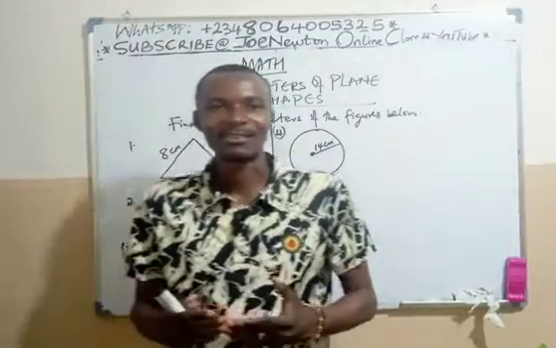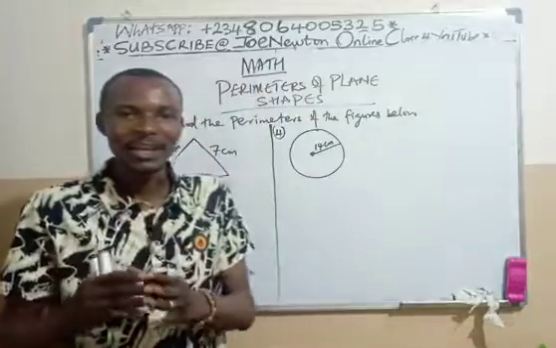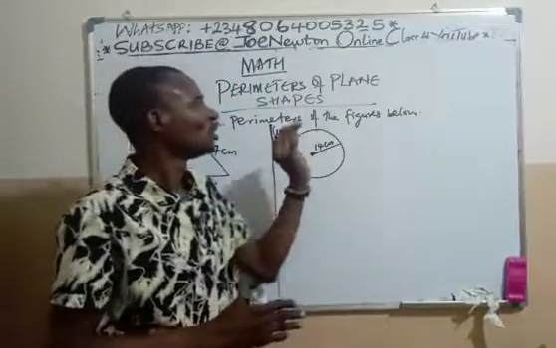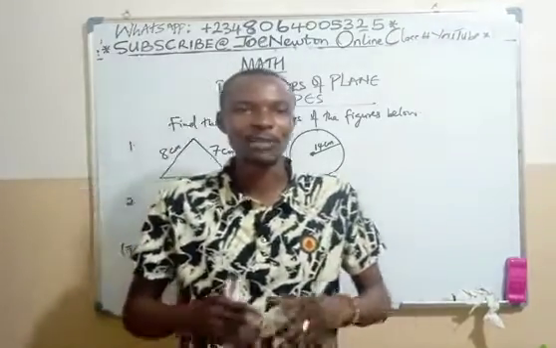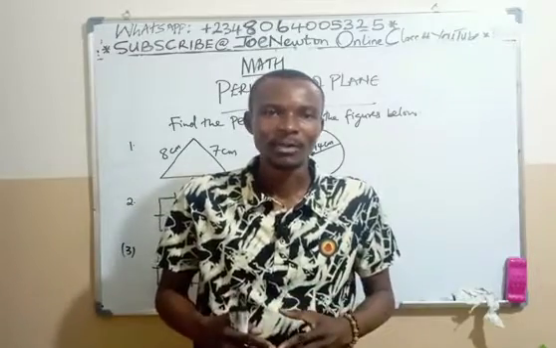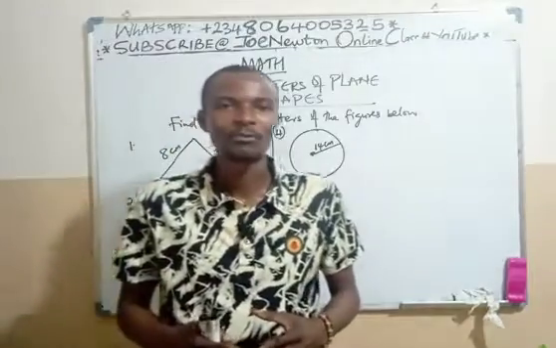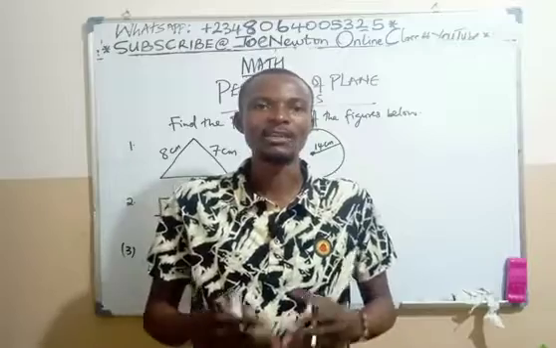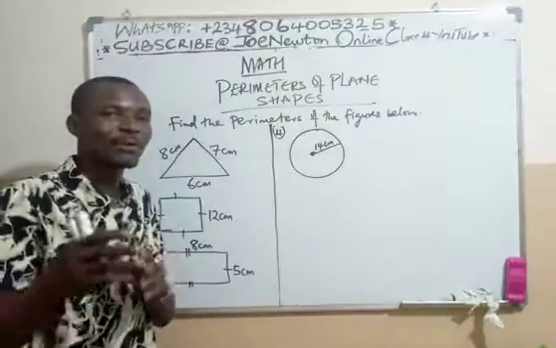Now, in this class, we are to study mathematics, and specifically, what we have on the board is perimeters of plane shapes. So, when we talk about plane shapes, we mean flat surfaces that do not have volumes. Like we have the triangle, we have the rectangle, we have all the plane figures, the polygons, they are plane shapes, including the circle.